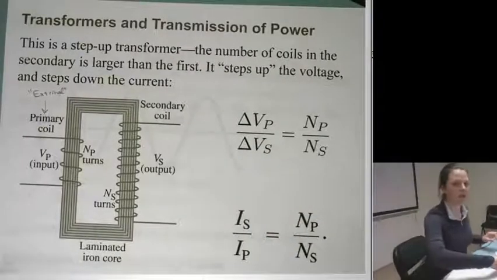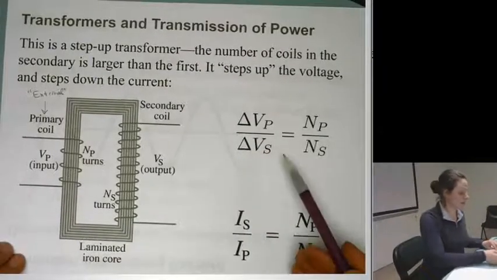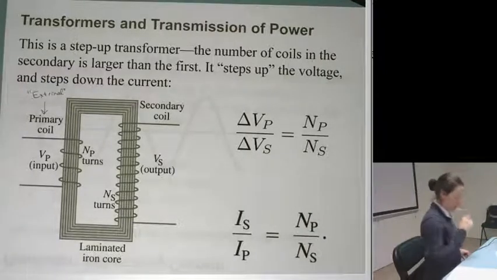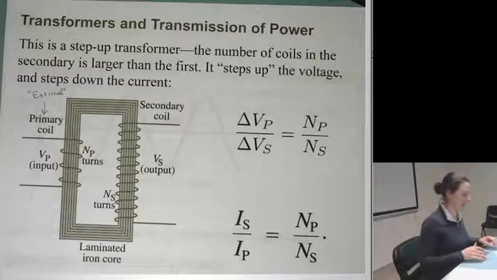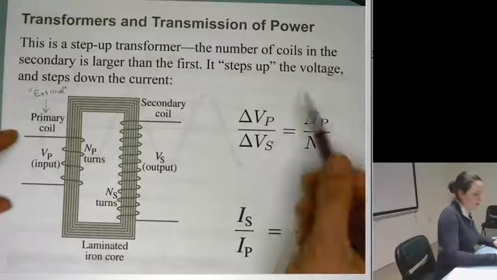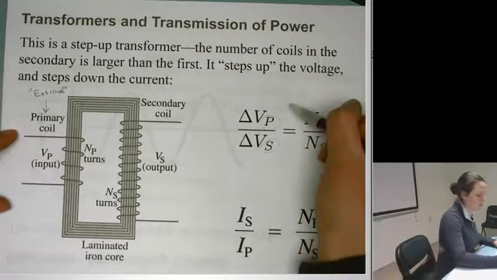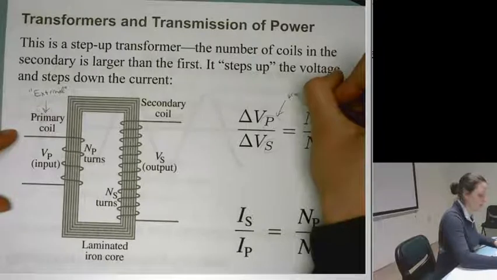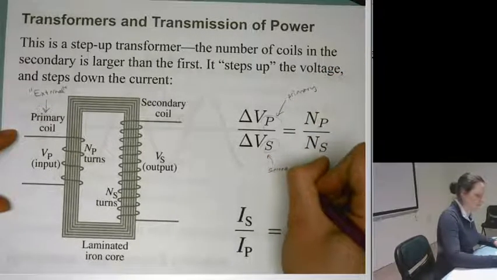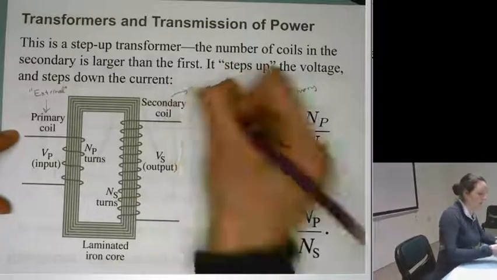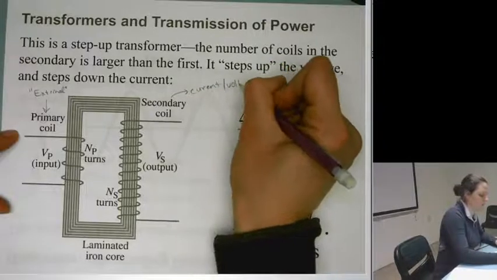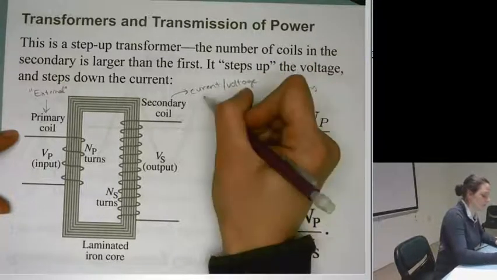So let me come back here and talk about this. There are some formulas that talk about how the voltage and the current are related. We have the primary coil and the secondary coil, so the P's correspond to the primary, and the S's correspond to the secondary. And of course, the secondary coil is where current and voltage are induced.